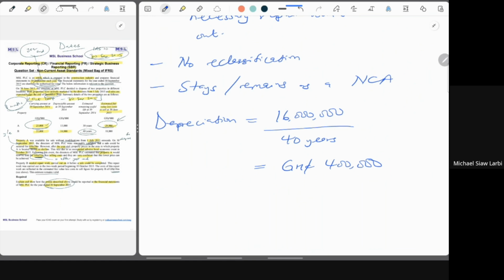So this will be my depreciation charge for the year. We get a full 400,000. Now there's one advanced point you can mention, right? If this is the depreciation charge, let's find the carrying amount quickly, right? Carrying amount at what year end?